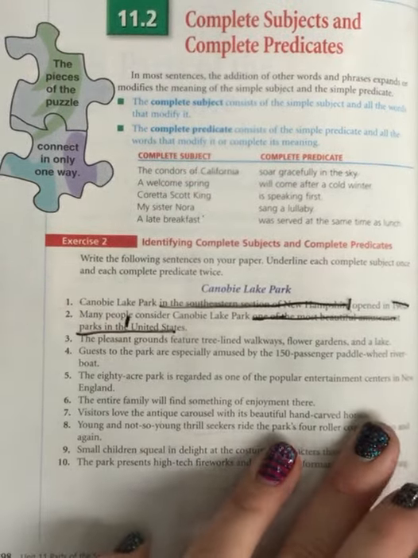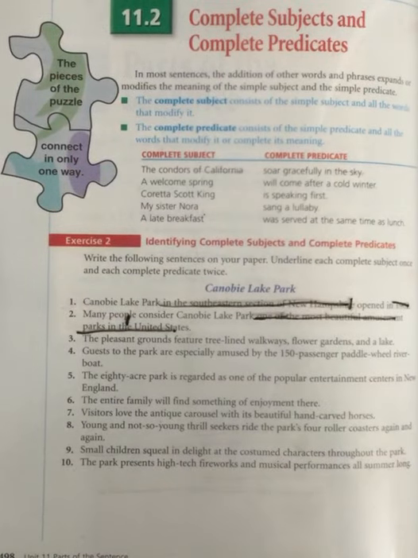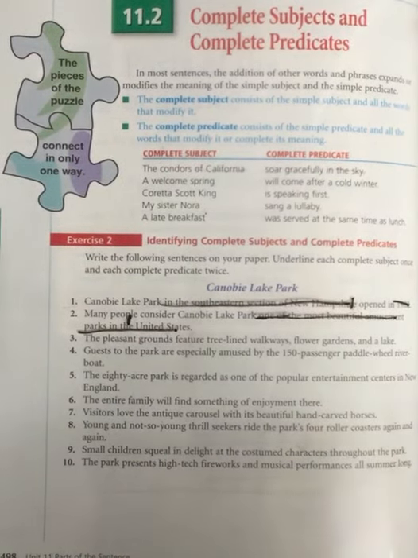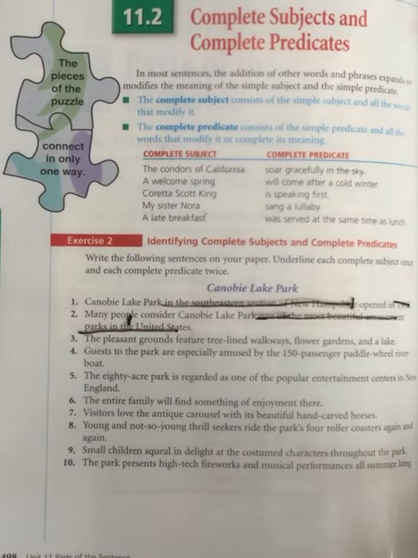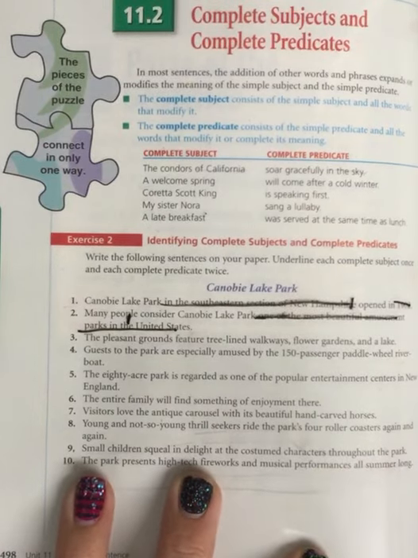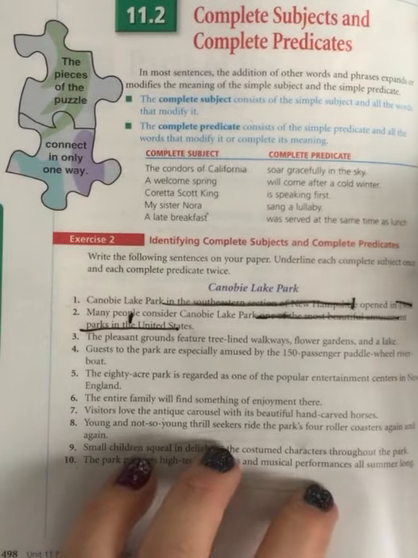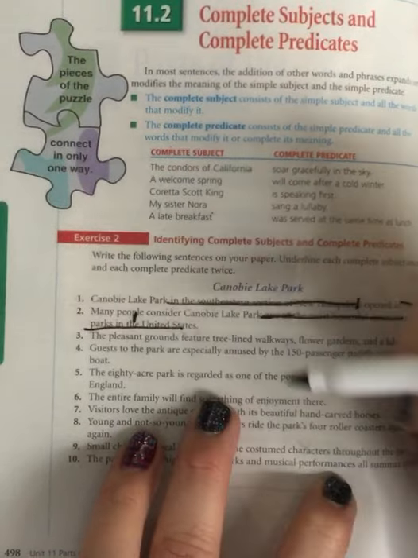Okay, people in the front row do the odds, back row do the evens. The pleasant grounds feature tree-lined walkways, flower gardens, and a lake. You guys are odds, right? Okay, so Maya, do we cross something out? No. Nope. What's the verb? Feature. Good.